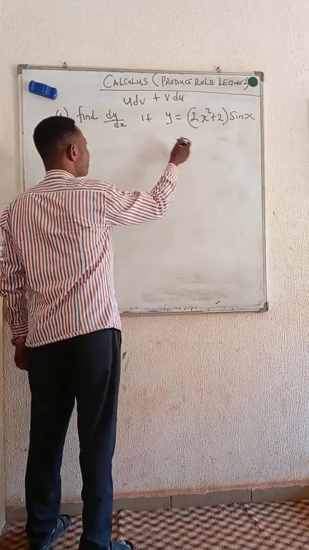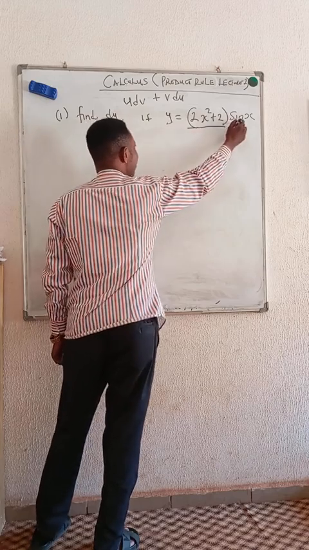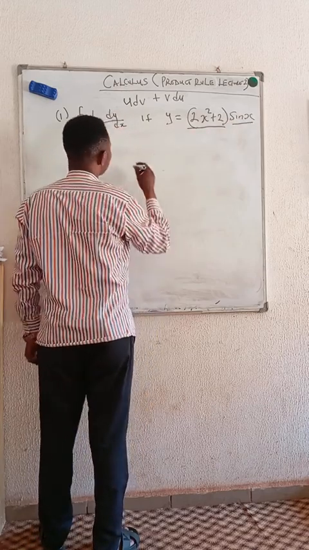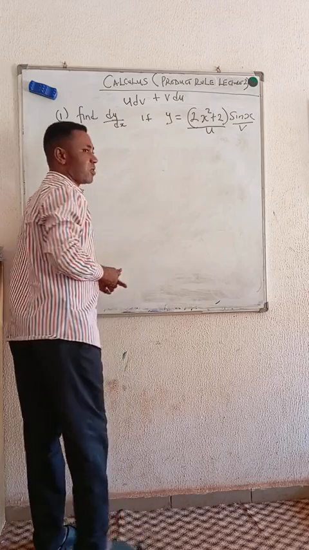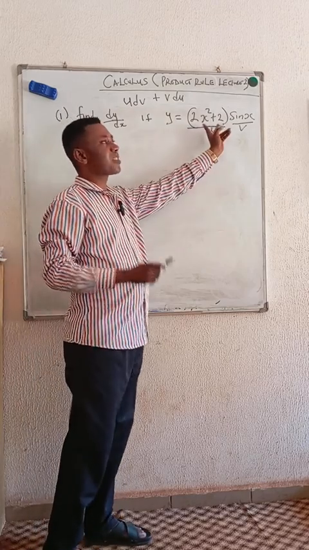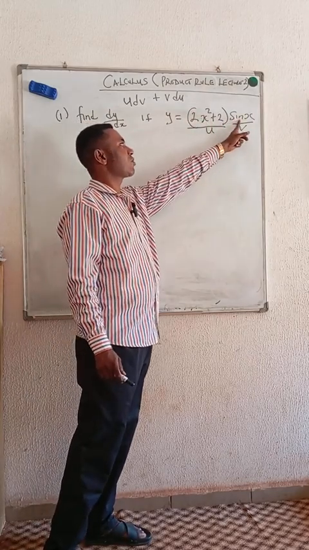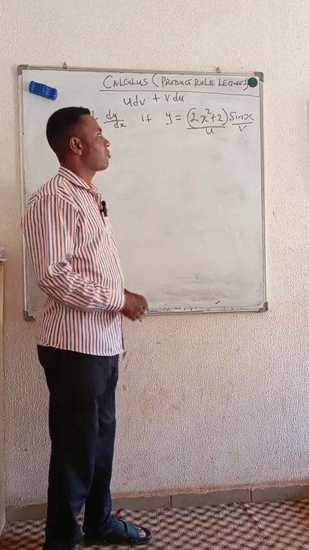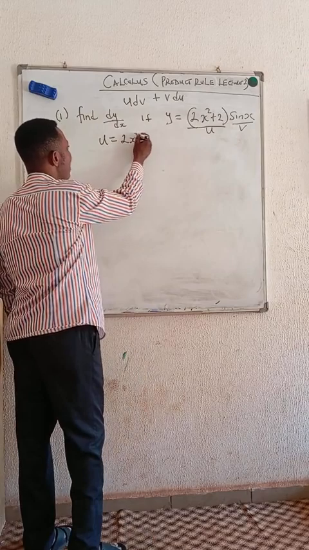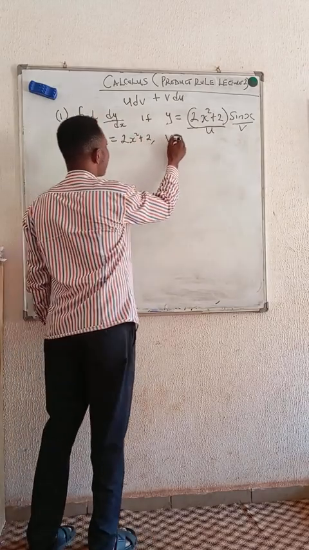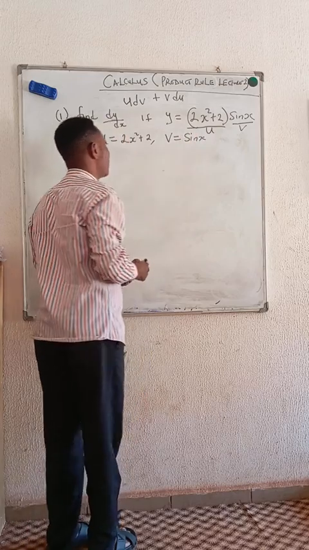Now, from here, we have two functions. 2x squared plus 2 is considered as one, and sine x is considered as another. So this is my u and this is my v. It's not a must to pick the first function as your u. So now my u is equal to 2x squared plus 2, while my v is equal to sine x.